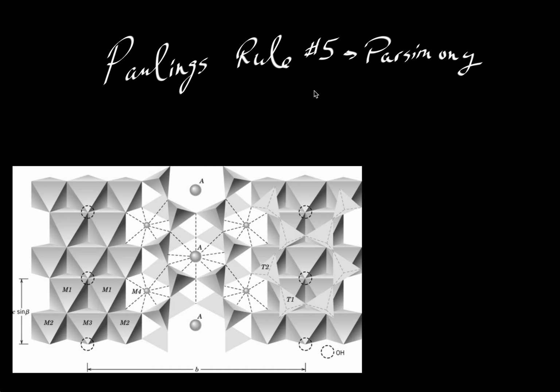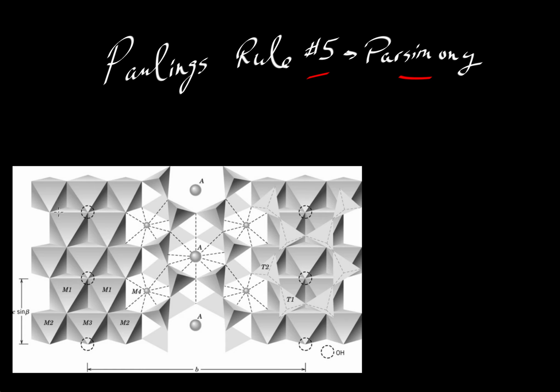So here we're going to take a look at Pauling's rule number 5, the rule of parsimony. And this is an interesting word choice. Parsimonious means to be stingy. So it's in a sense Pauling's rule of stinginess. And we'll see that what he means by this is that crystals are stingy about how they arrange themselves into various units of polyhedral elements.